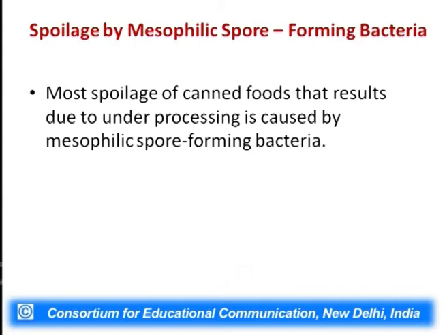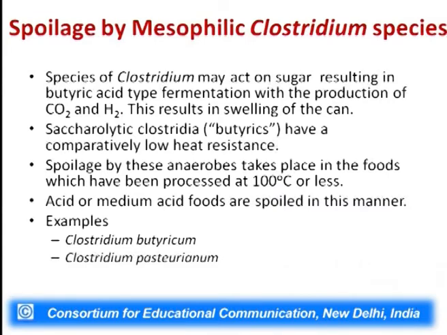Underprocessing suggests that proper heat treatment is not given to the food, and there may also be indication of post-processing contamination after the heat treatment. This will also lead to spoilage, because as such these bacteria may not be able to tolerate the high temperatures used for heat treatment. Now, coming to the spoilage by Mesophilic Clostridium species.